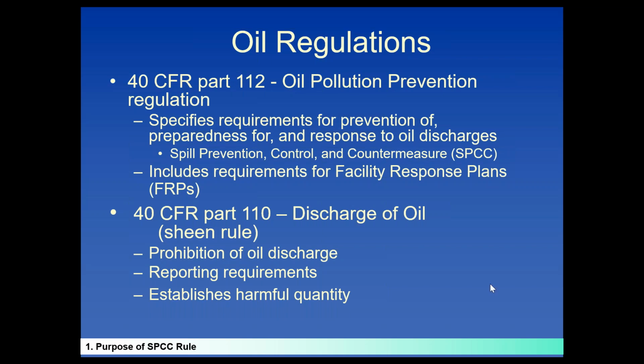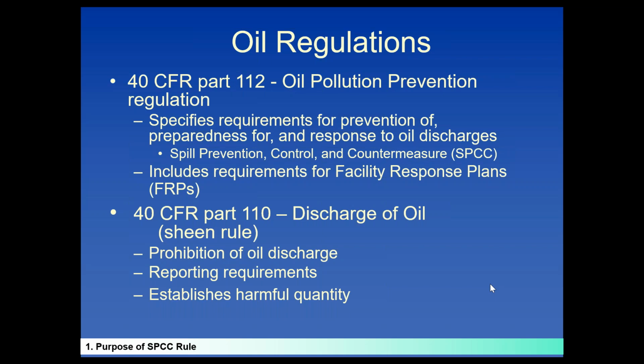The sister regulation is 40 CFR Part 110. It's sometimes called the Sheen Rule, but if you've heard of RQs, this is the very simple one. If you look at the way the rule was put together, it's a visual acuity test. So if you see a sheen, that is, an oil gets to waters of the United States, and we'll talk a little bit about that, and causes a sheen, that's reportable to the federal government.